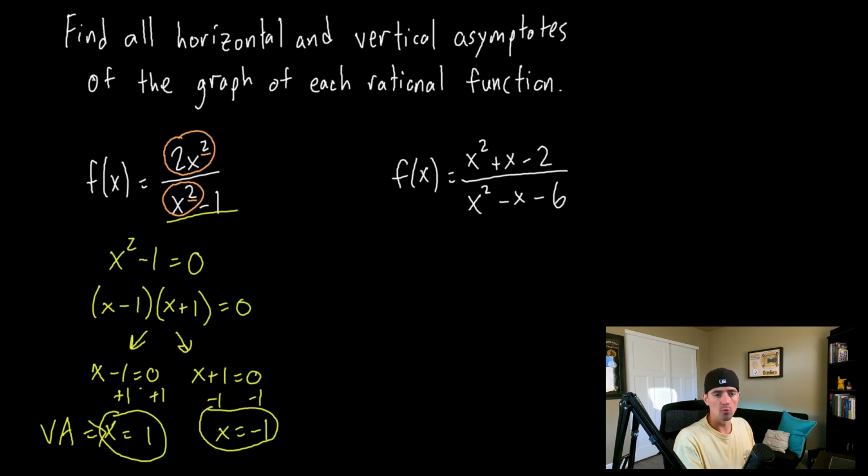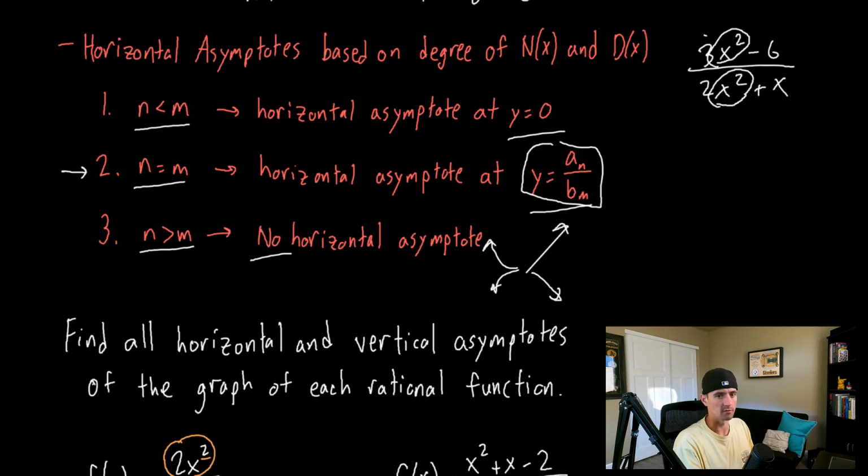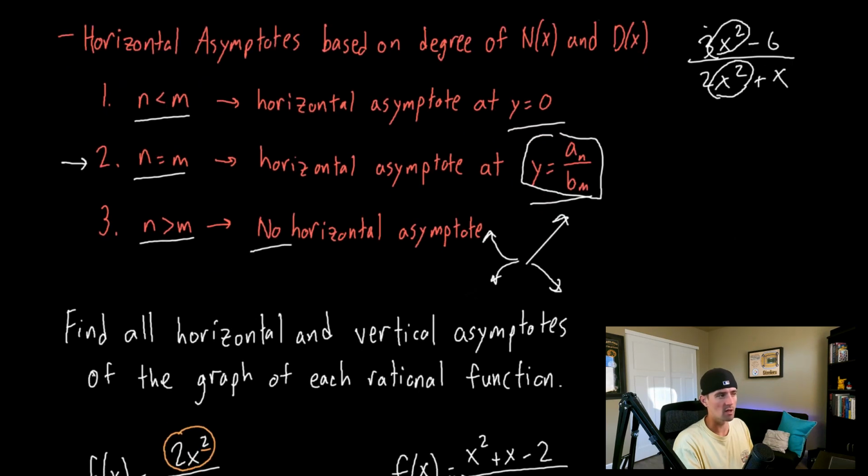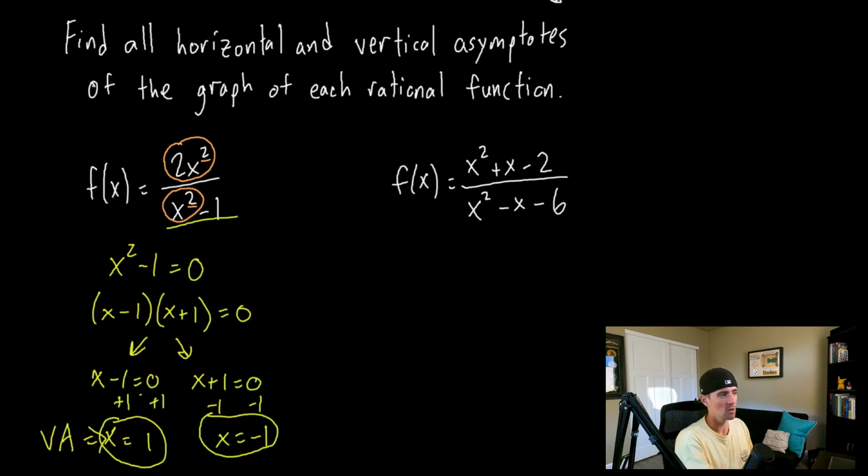When the degree of the numerator and the denominator is equal, which of those three categories do we find ourselves in? If we go back up here and look at the horizontal asymptotes, when they're equal, that's category 2. So we know that we have a horizontal asymptote at the coefficient of the numerator term over the denominator term. So we just have to look at the coefficients now. The coefficient of our numerator term is 2. The coefficient of our denominator term is 1. So if we put 2 over 1 and simplify that, it's just equal to 2. That tells us we have a horizontal asymptote at y equals 2.